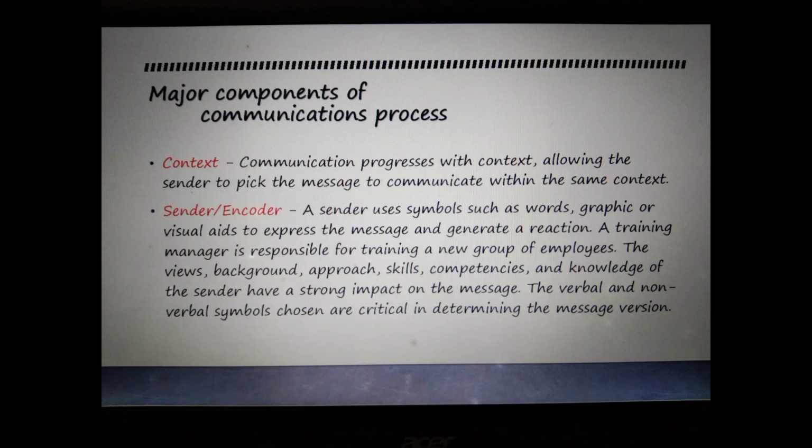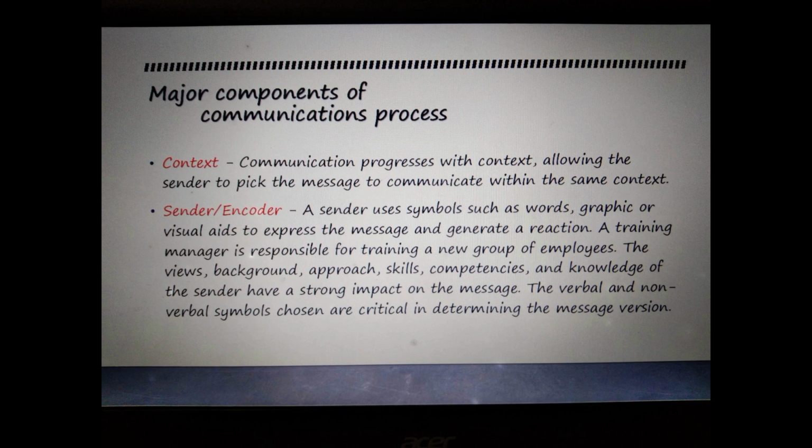Major components of the communication process: we have context, sender or encoder, we have message and medium, and we have recipient or decoder, and the feedback. So let's discuss the context. Communication begins with context, allowing the sender to pick the message to communicate with the same context. So the context allows the sender to pick the message to communicate with the same context, or the same topic rather.